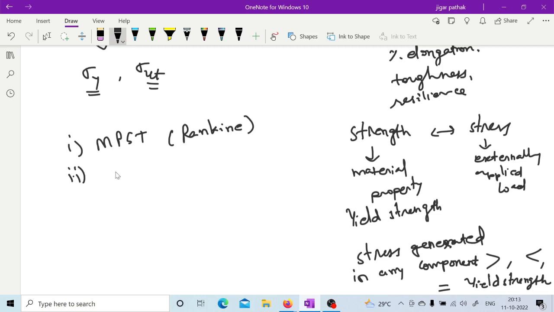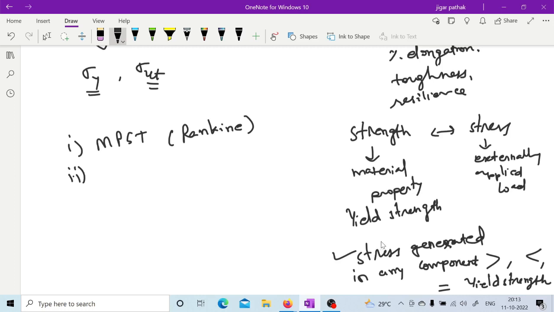The yield strength will be the stress corresponding to the yield point. Yield strength is stress corresponding to the yield point. Correct. So we cannot say yield stress, it is yield strength only. Yes, yield strength is the correct term. Stress generated may be equal to, less than, or greater than the yield strength.